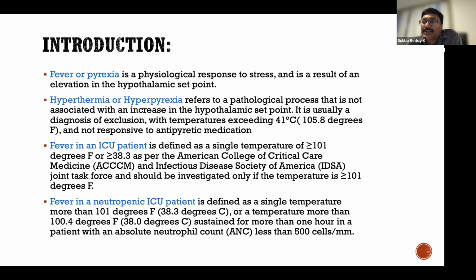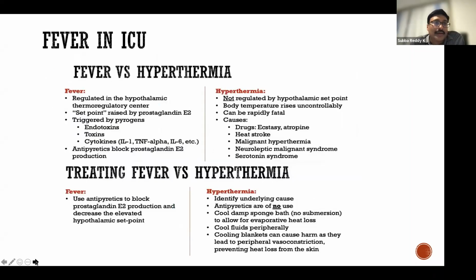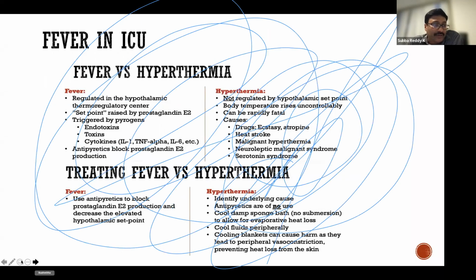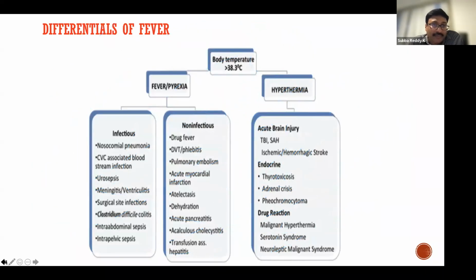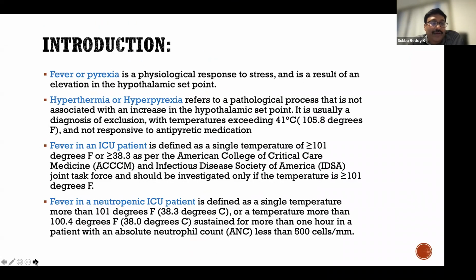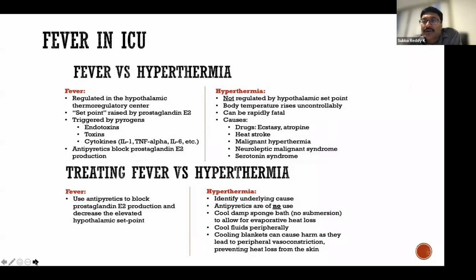But how do you measure this fever? If you want to measure the core temperature, you have to put a PA catheter and monitor through the PA catheter, or we can use vesical catheters or rectal temperature to monitor the core temperature. Axillary temperature monitoring will give you the peripheral temperature, but not the core temperature.